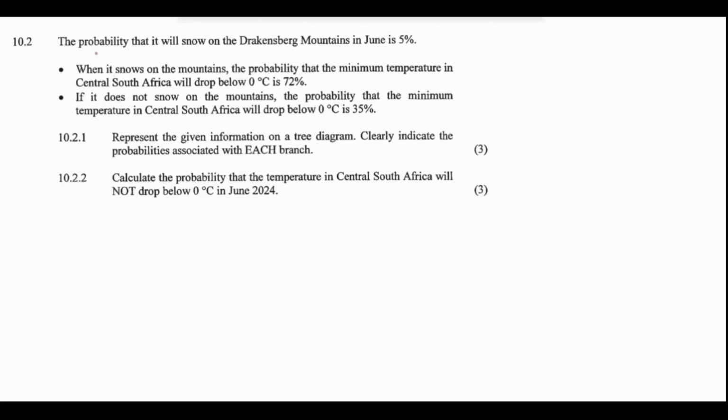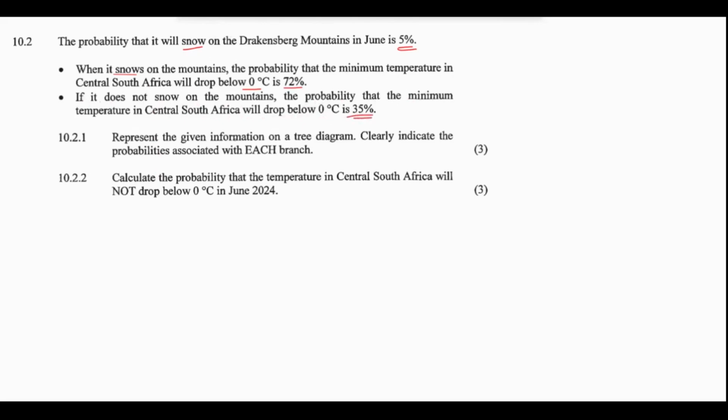All right, 10.2. The probability that it will snow on the Drakensberg Mountains in June is 5%. When it snows on the mountains, the probability that the minimum temperature in central South Africa will drop below 0 degrees is 72%. When it snows. And then if it does not snow on the mountains, the probability that the minimum temperature in central South Africa will drop below 0 degrees is 35%.